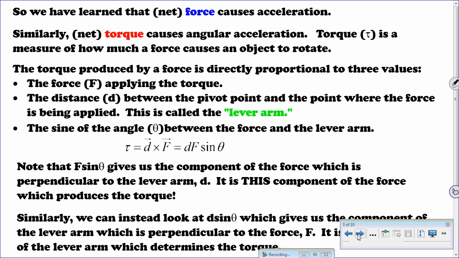Net force causes acceleration, net torque causes angular acceleration. This is all review. Here's our equation for torque. Remember, what's D again, you guys? Yeah, the lever arm, the distance from whatever your pivot point is to where the force is. Remember, theta is the angle between the force and that D, the lever arm.